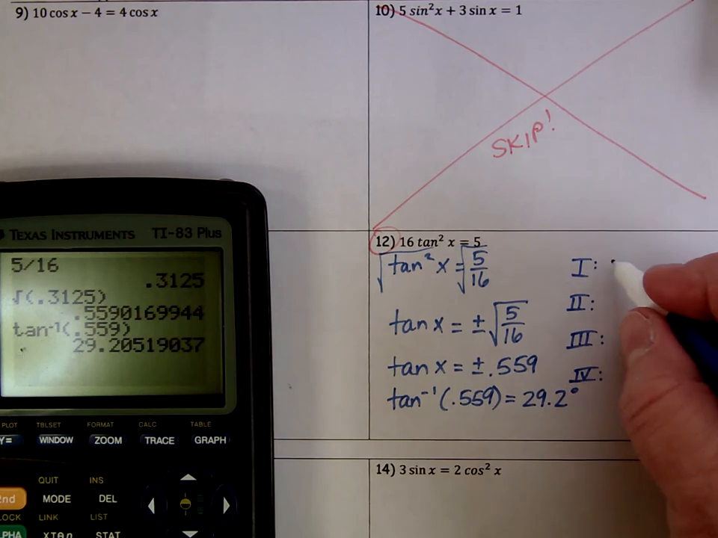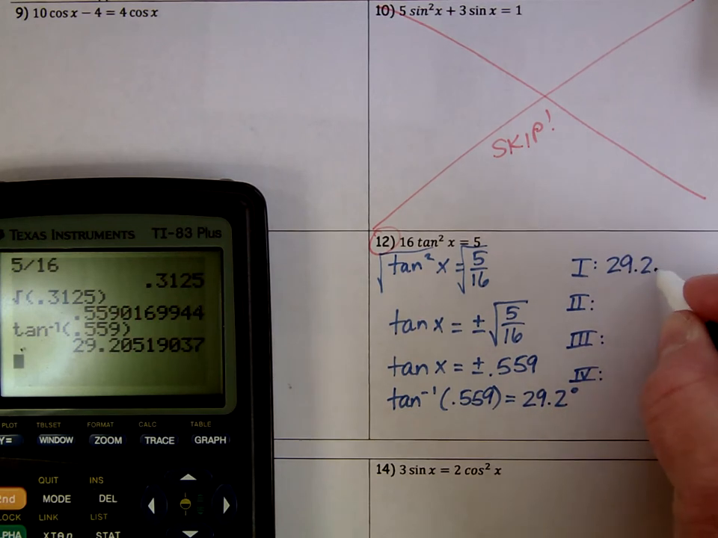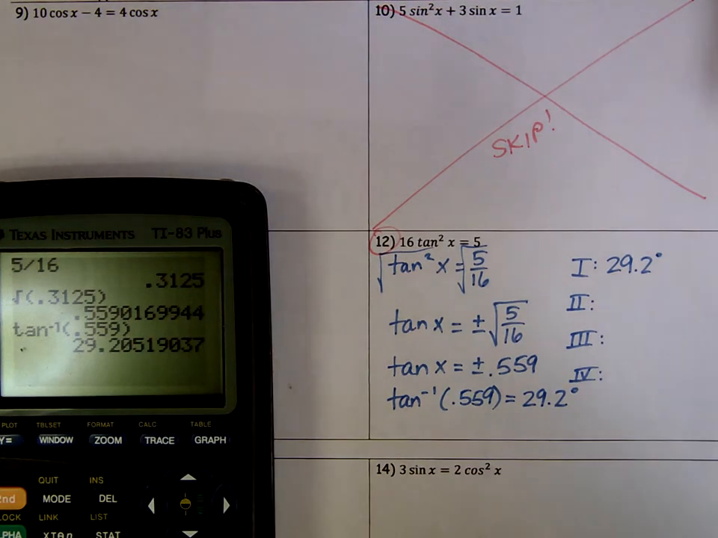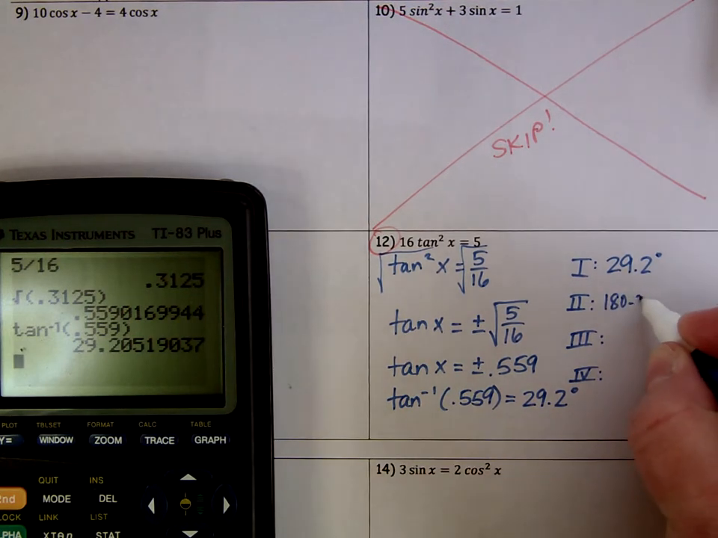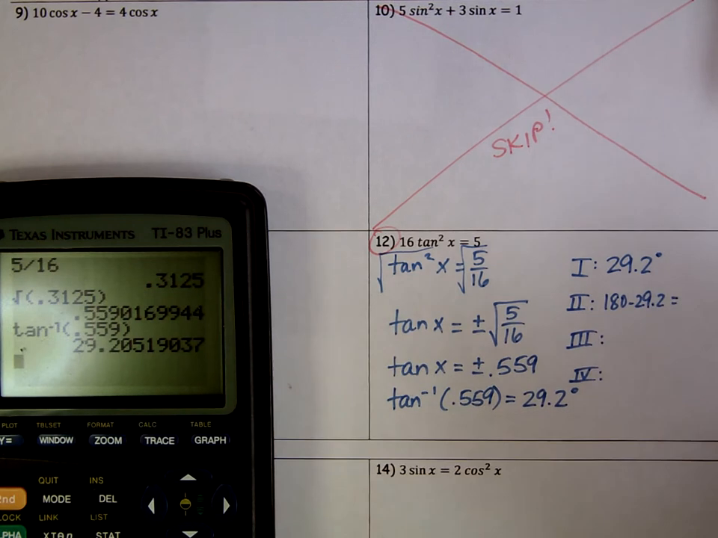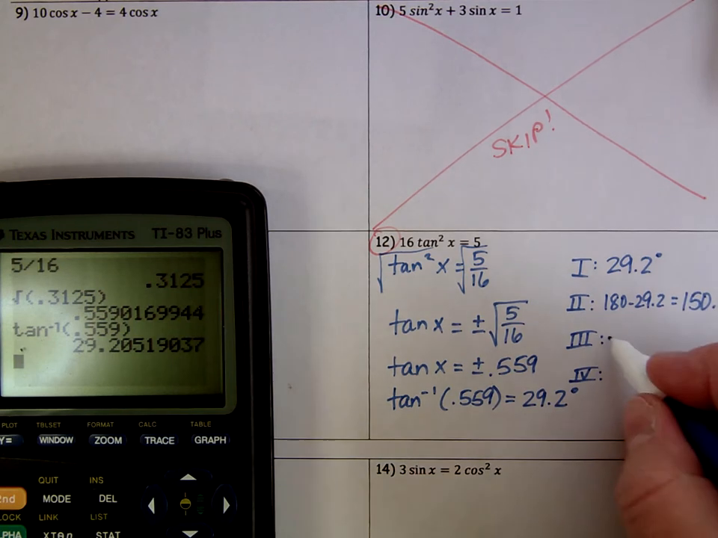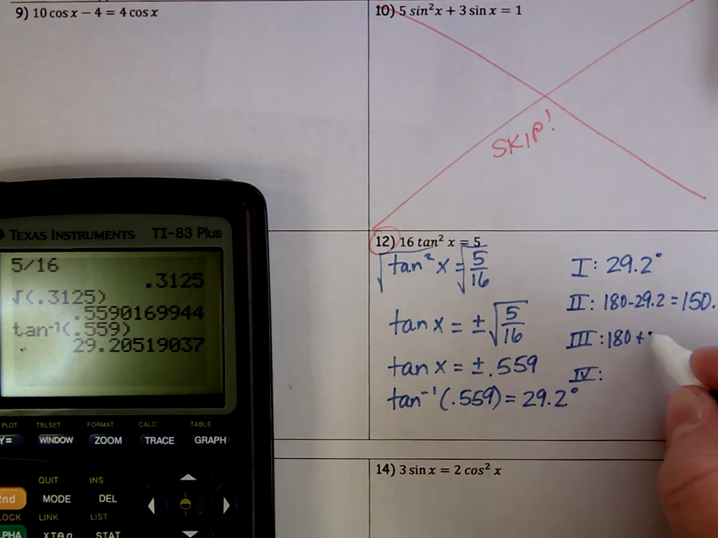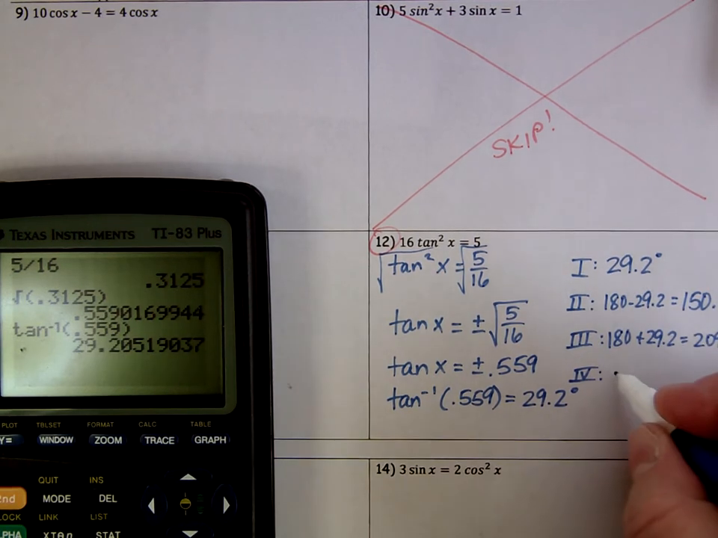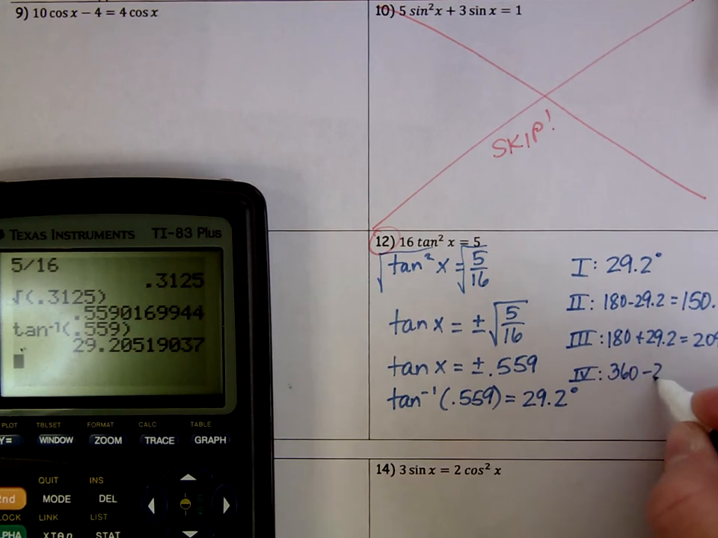First quadrant is exactly what it is, 29.2 degrees. Second quadrant goes 180 minus 29.2. If I were to do that, I get 150.8 degrees. Third quadrant is 180 plus your reference angle. That gives me 209.2. And in the fourth quadrant, it's 360 minus my reference angle, and that gives me 330.8.